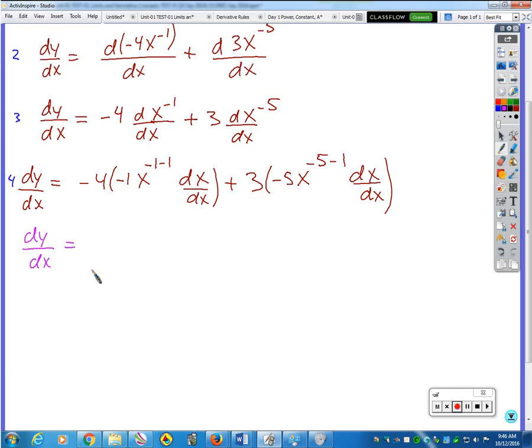Here's the key idea, everyone. The key idea is you have to make sure you communicate what's being multiplied versus what's being added. So here I've got to have some sort of parentheses that distinguish between these two. So you could write it like this if you want.